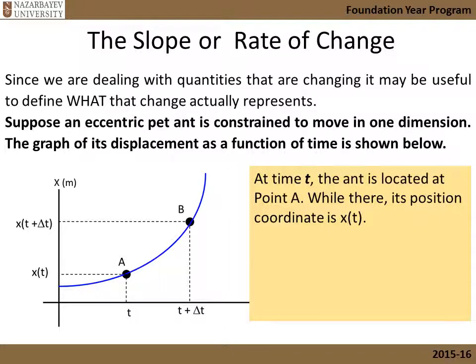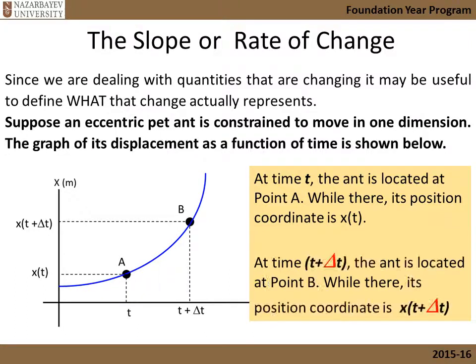At time t, the ant is located at point A, so its position is described by our coordinate x of t. At time t plus delta t, our ant is located already at the point B, and its position is defined by the coordinate x of t plus delta t.